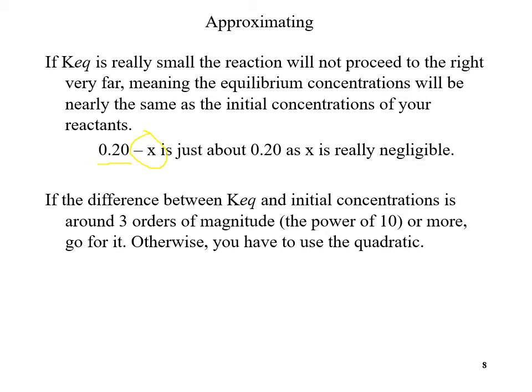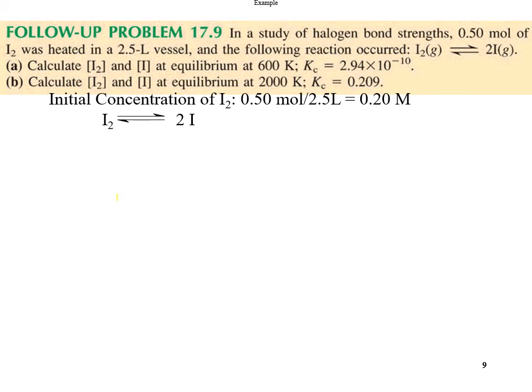0.2 minus 0.00002 still gives me 0.2 in significant figures. Okay, so if you cannot ignore x and we don't have a perfect square, you would have to do the quadratic formula. In this problem, we have two problems, A and B. One where I can ignore x, and one where I'm going to have to use the quadratic formula.